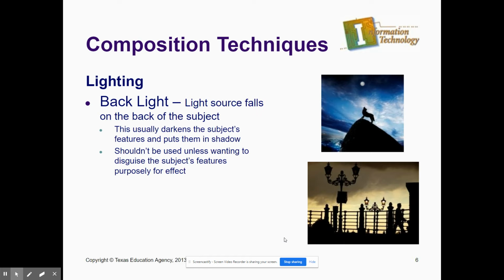Backlight's actually kind of a little more popular than some people think, but this is when the light is behind the subject. What it does is, when the light's behind the subject, the camera will focus on all the light, and the subject that's in the foreground, in the front, will be all dark and shadowy.